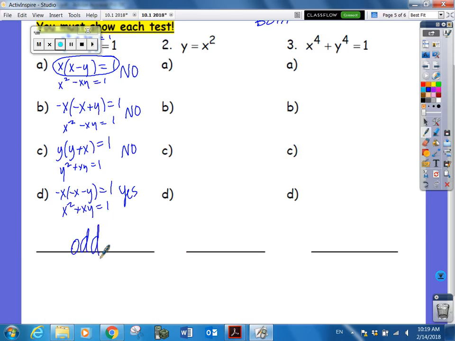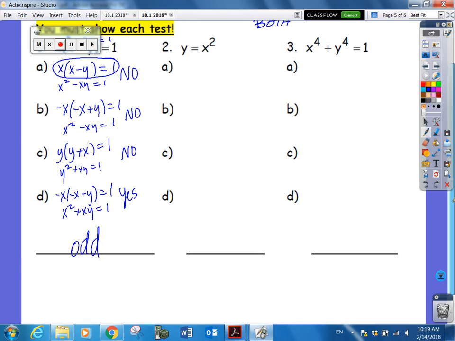The x-axis and the line y equals x have nothing to do with an even or odd function. Has nothing to do with even, odd, both, or neither. The only test you do for even or odd is the y-axis and the origin. Those are the only ones that matter.